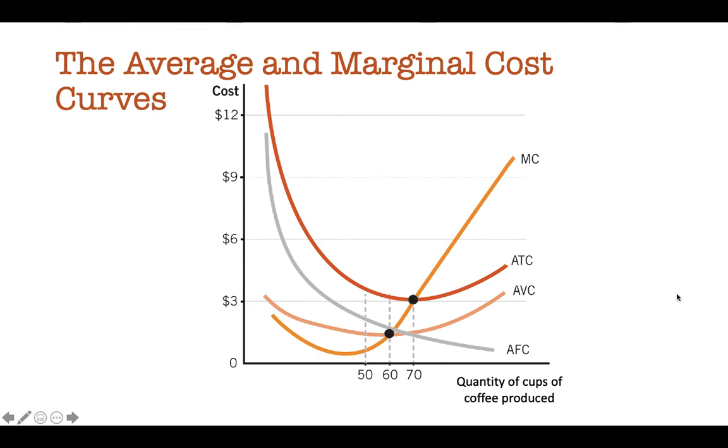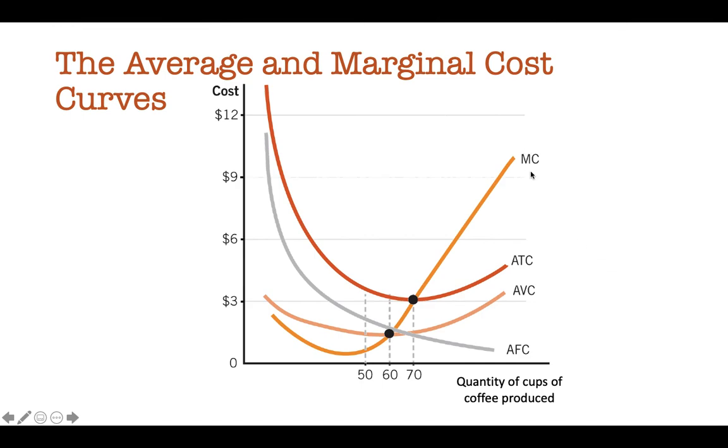Now, why do I have these points marked, these little bullet points here? Because I want you to understand, and again, if you're not a visual learner, maybe this isn't the best way to look at it. Maybe looking at the table makes more sense to you. I want you to understand the connection between this bright orange marginal cost curve and average total cost and average variable cost.